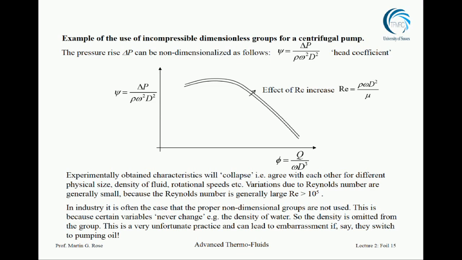So the head coefficient is dimensionless pressure rise. The dimensions of pressure are the same as the dimensions of rho omega squared d squared. You can check that if you don't believe me. It's a dimensionless group. And as such, it can be related to the same pair of dimensionless groups we evaluated for the efficiency earlier on. What this shows is an experimentally derived pair of curves which show how the pressure coefficient or the head coefficient is controlled by the flow coefficient.